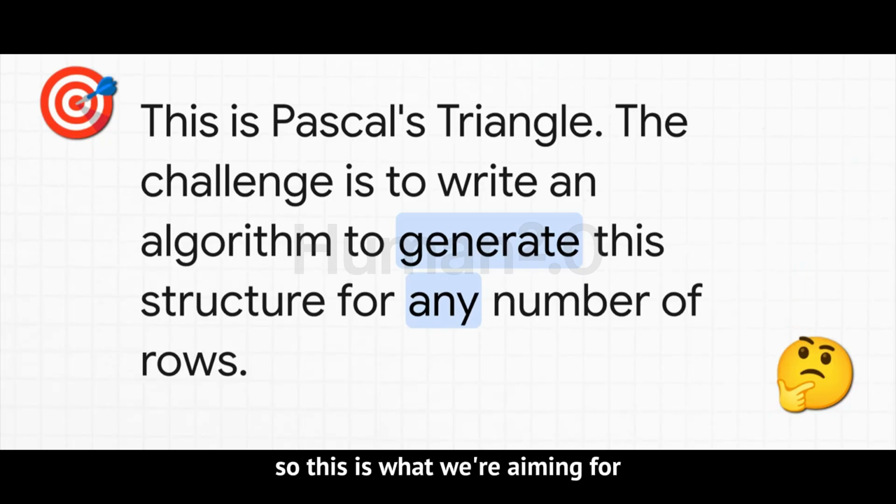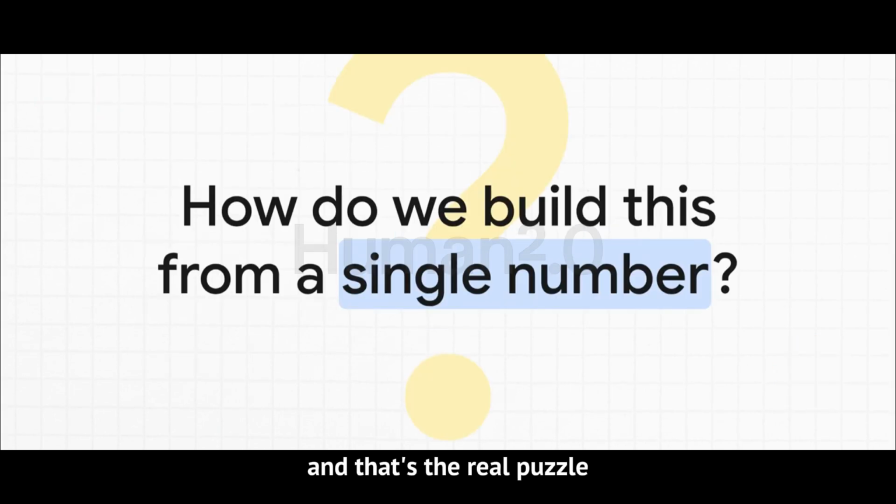Okay, so this is what we're aiming for. A beautiful, perfectly structured 5-row Pascal's triangle. Now, it looks simple enough, right? But the real trick here is to write an algorithm that can generate this structure for any number of rows, not just 5. And that's the real puzzle, isn't it?